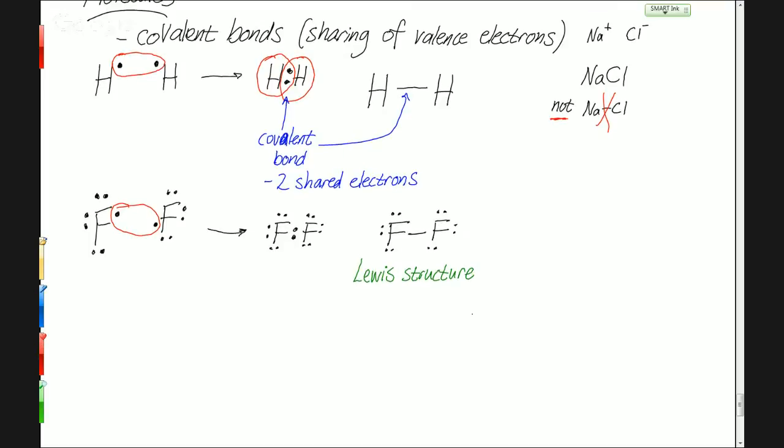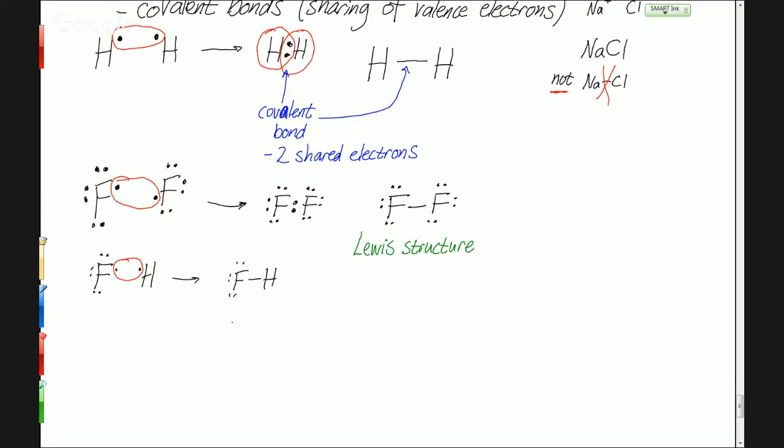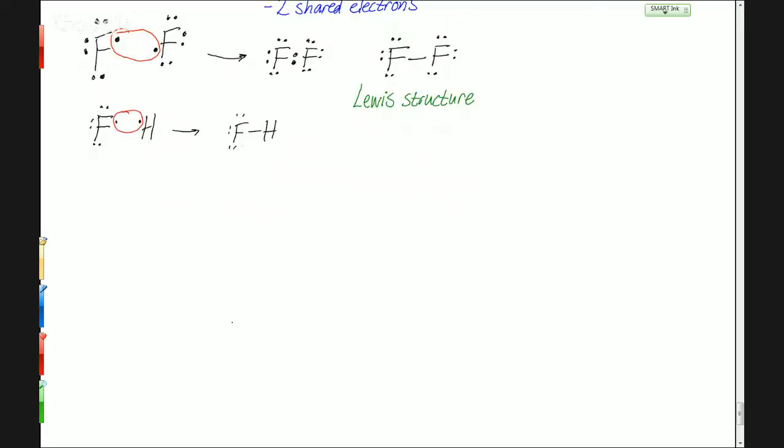It doesn't have to be the same type of atom. So fluorine, for instance, could join with hydrogen and get that kind of a covalent bond, that kind of a molecule. Other atoms might need more than just that. So we can build larger molecules using the same technique.